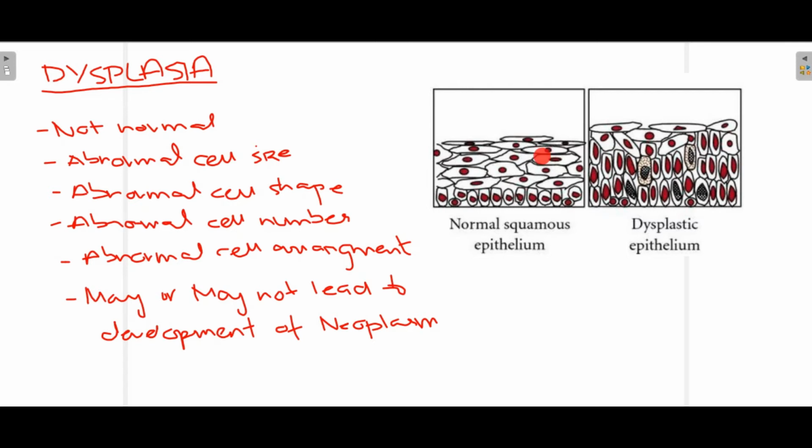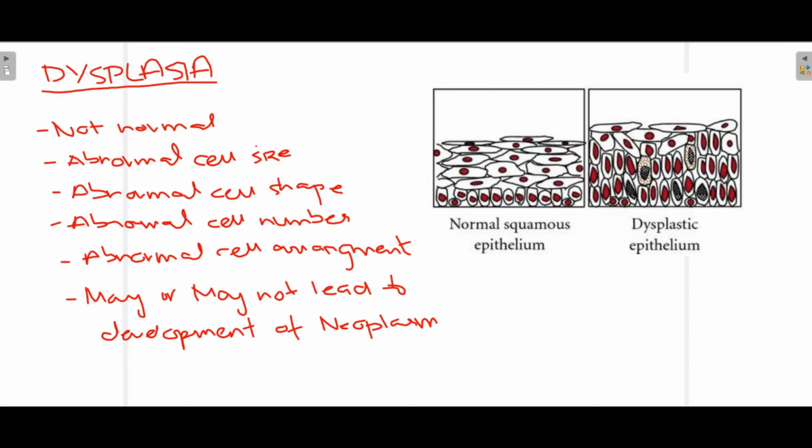If in this case there were 10 cells, now there may be 12, 20 and more than that. So cell number is also not constant. Arrangement is also affected. You can see in this case how the arrangement is constant. The spindle shape, these are somewhat cuboidal in shape, and in this case the arrangement is haphazard. You cannot discern whether this arrangement is normal, not normal, or any particular order of arrangement.